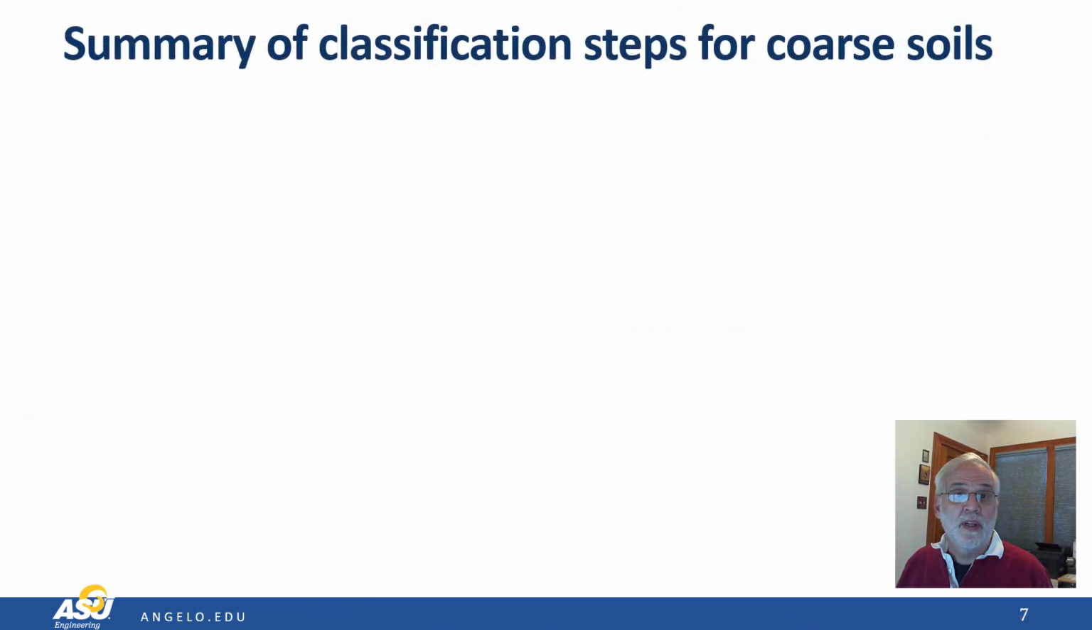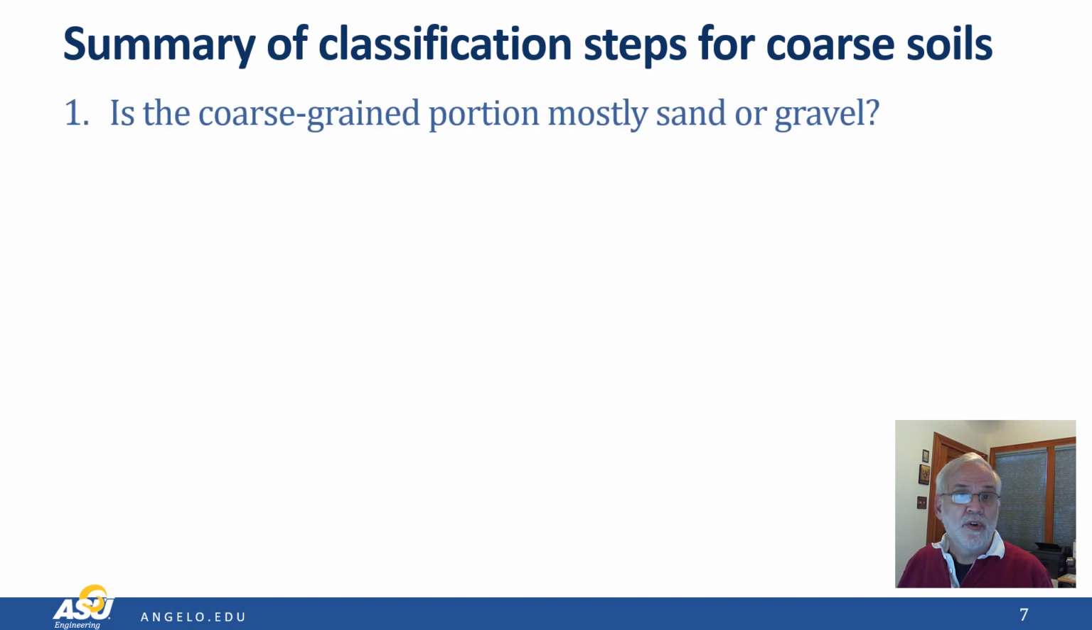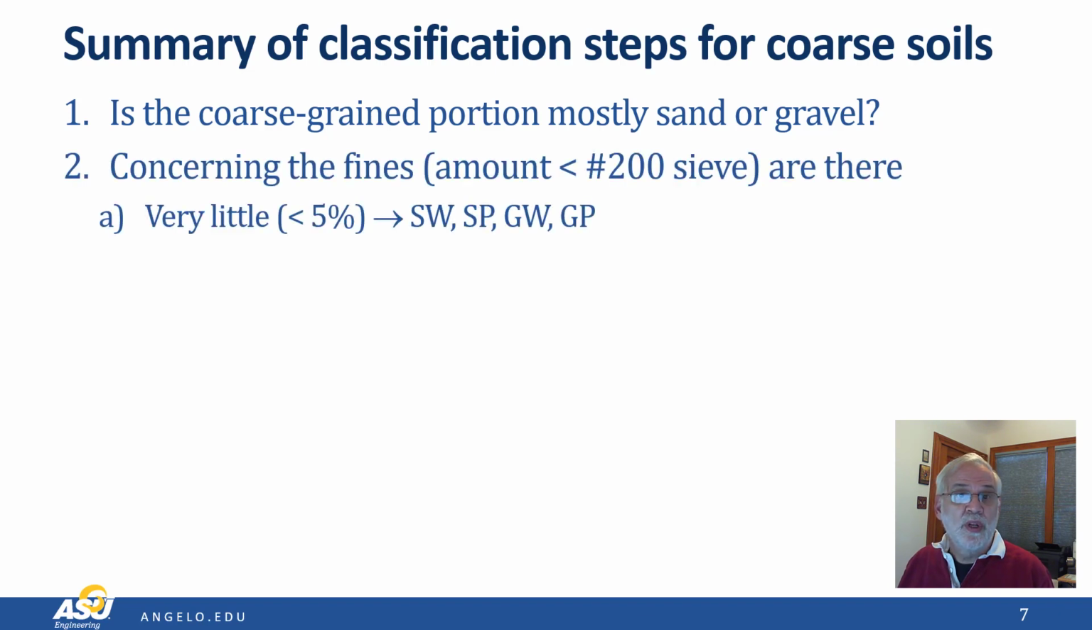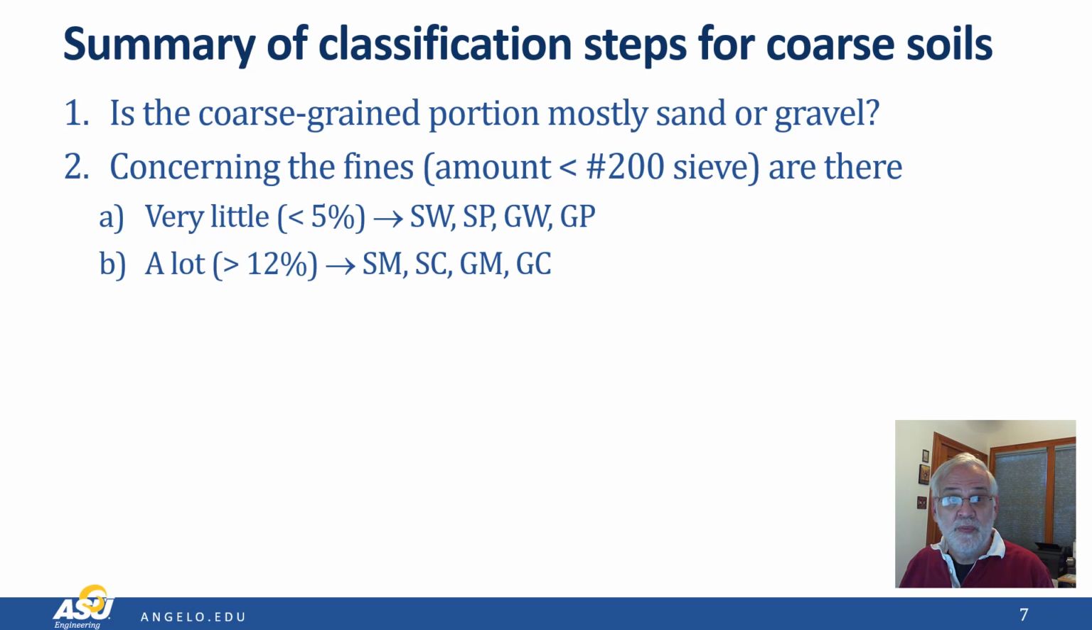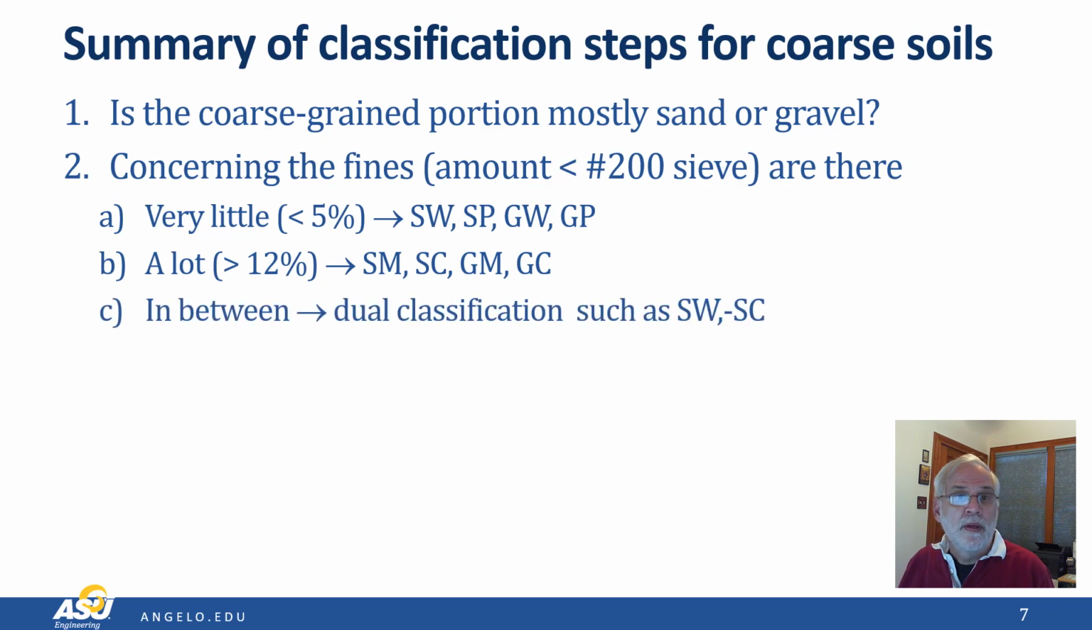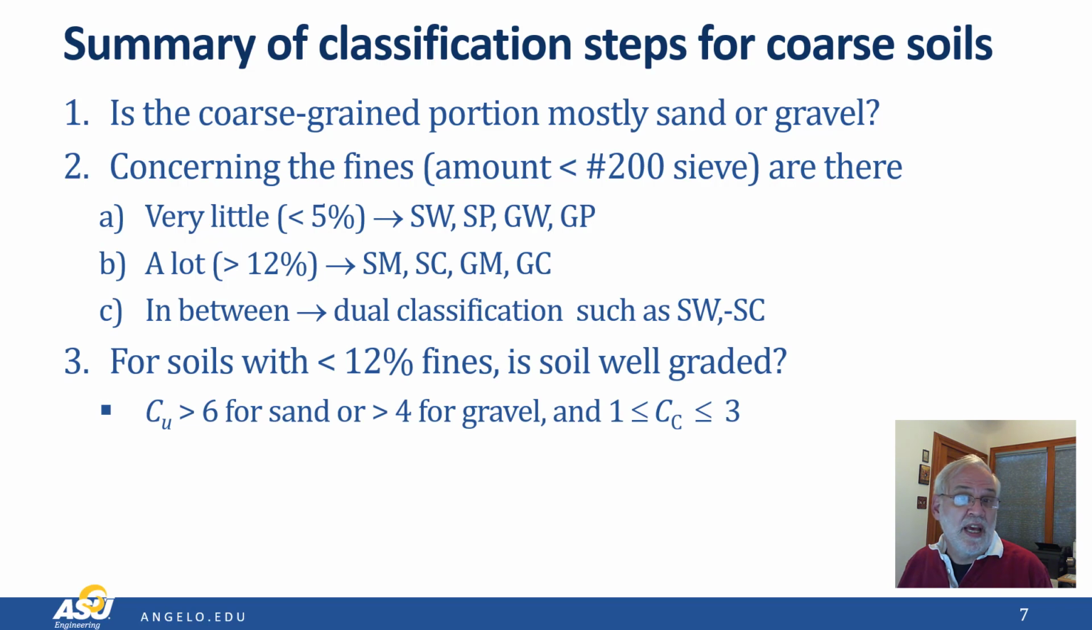So let's summarize the steps in classifying coarse grain soils. First, we ask, is the soil mostly sand or mostly gravel? Next, we look at the amount of fine material and determine if there's just a little, less than 5%, is there a lot, more than 12%, or is it in between? The third step is just for soils with less than 12% fines. Here we're asking if the soil is well graded. For sands, the coefficient of uniformity must be greater than 6. For gravels, it must be greater than 4. And for both, the coefficient of concavity must be between 1 and 3.